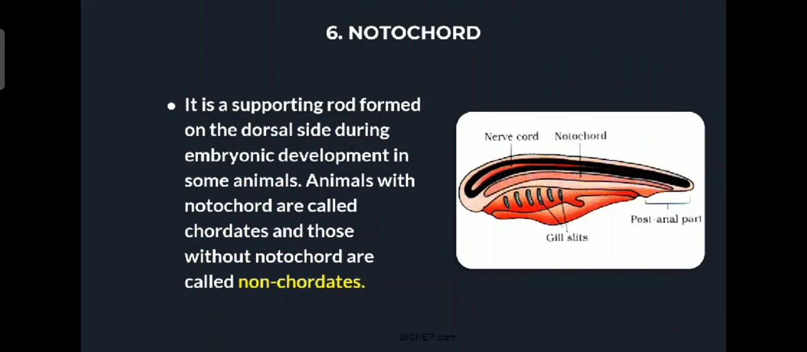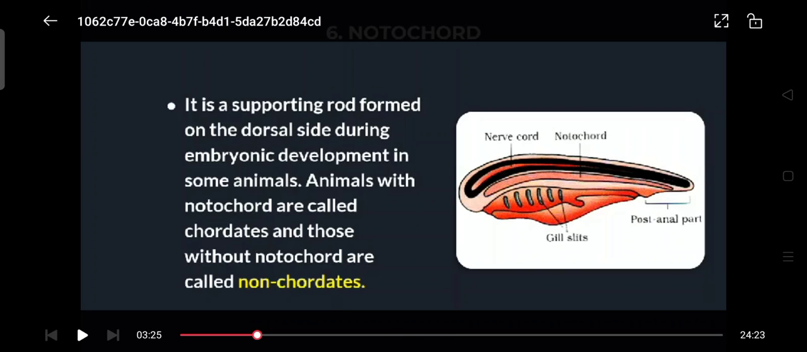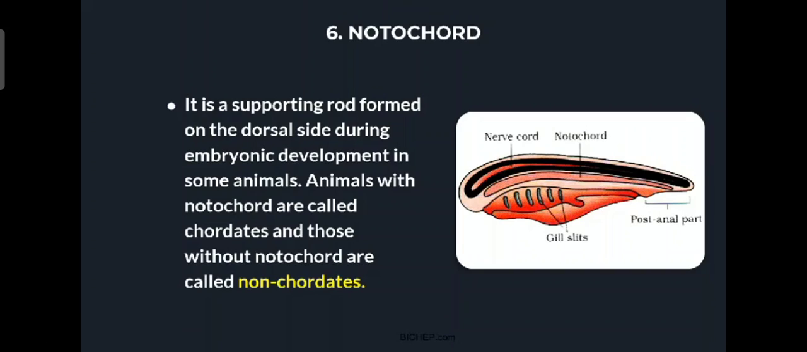The sixth point, that is notochord. So what is notochord? It is a supporting rod formed on the dorsal side during embryonic development in some animals. So here in the diagram you can see a rod-like structure which is present in the animals, that is called the notochord. So the animals with the notochord are called chordates.